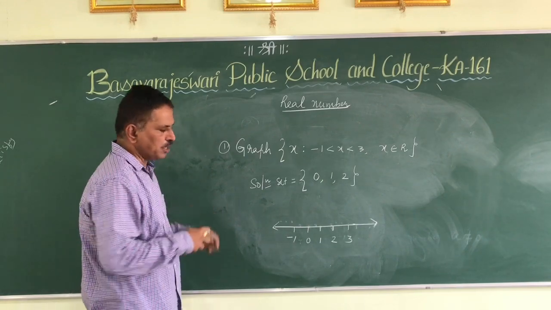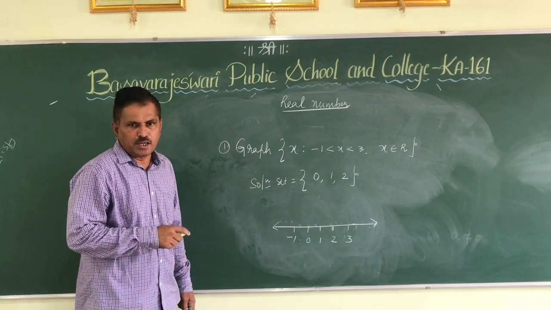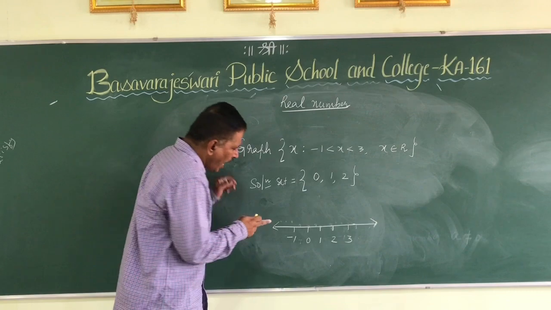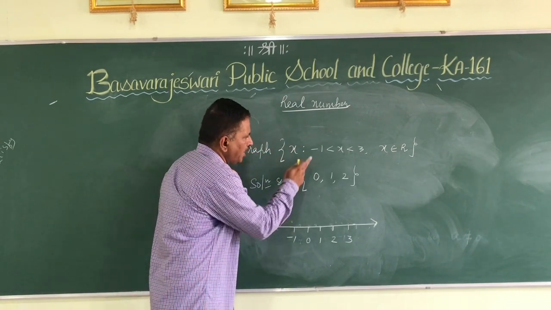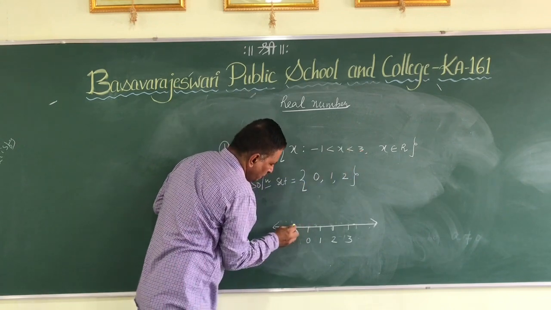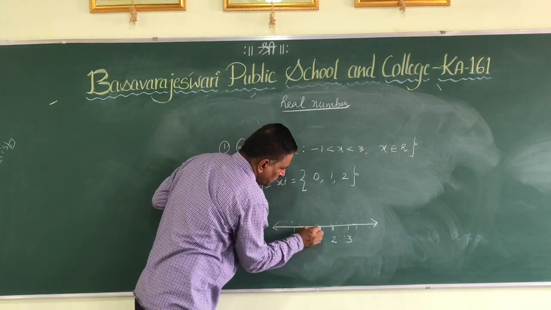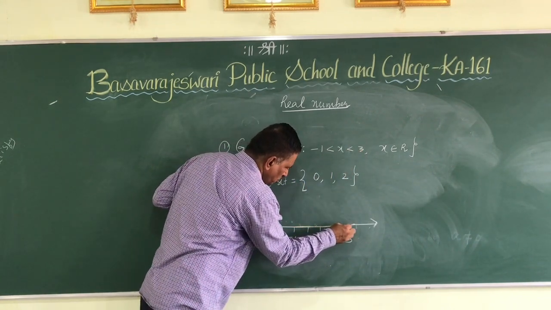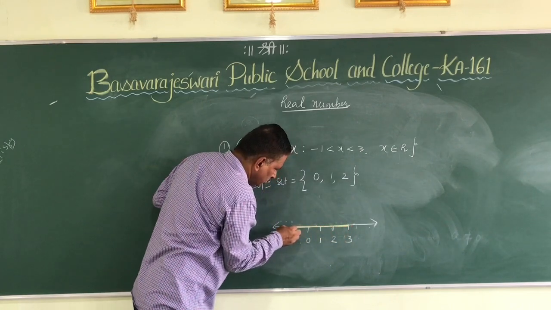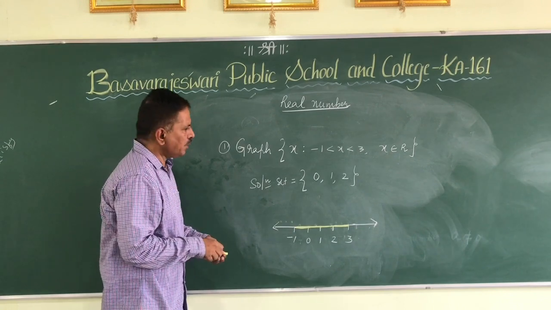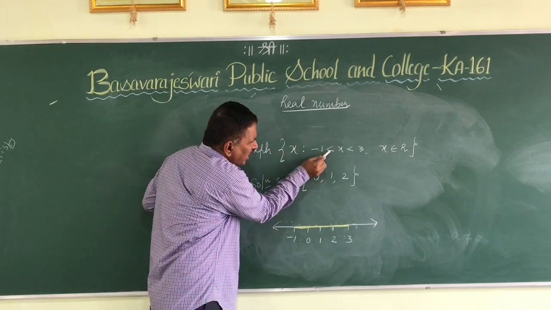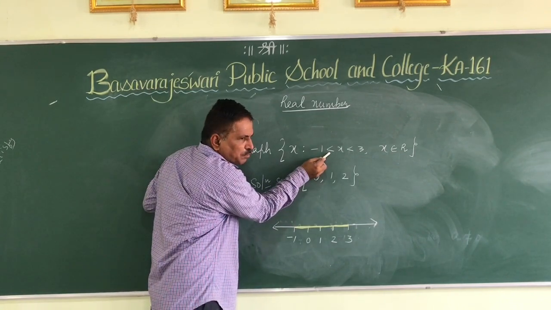So this has to be represented on the number line. Remember, you have to draw the line on the number line from -1 to 3. You have to draw a thick line on it, from -1 to 3. Remember here, the lesser than symbol is given. Equal symbol is not given.